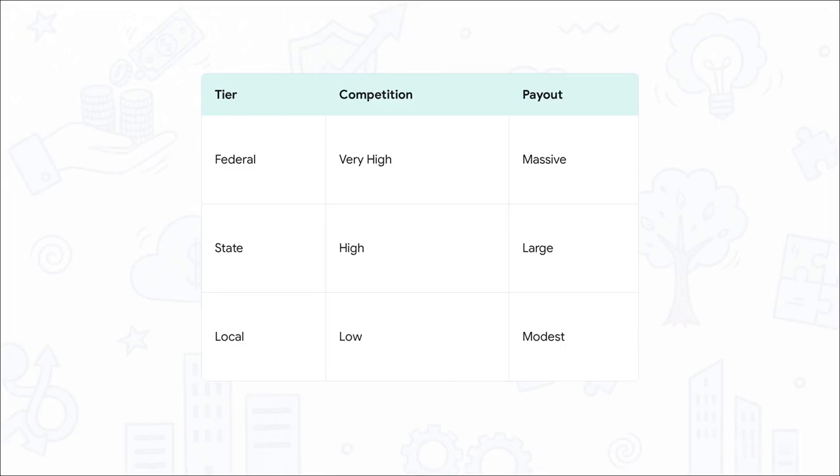As you move down from those massive federal pools, which again have very high competition, to the state level, well, the payouts are still large, but the competition drops a bit. Then at the local level, payouts are modest, but your chances of actually winning skyrocket, because the competition is incredibly low. So this is a game of strategy. It's not just blindly chasing the biggest dollar amount.